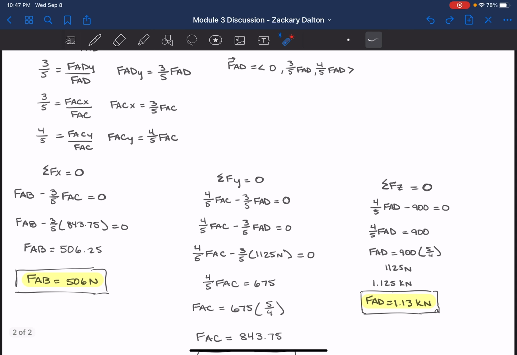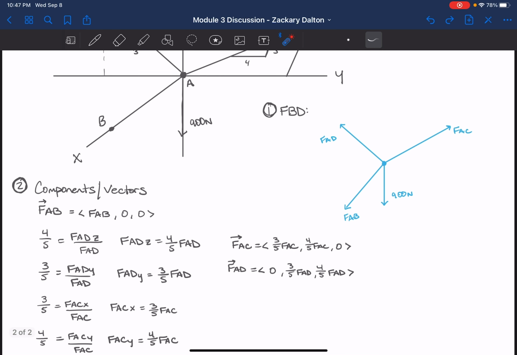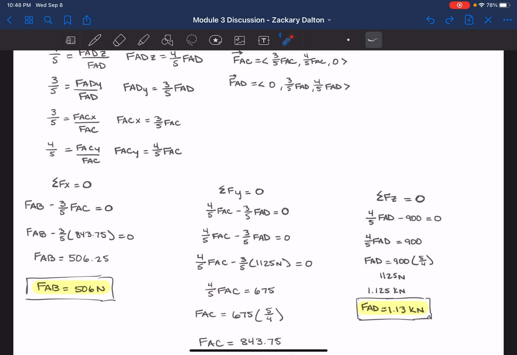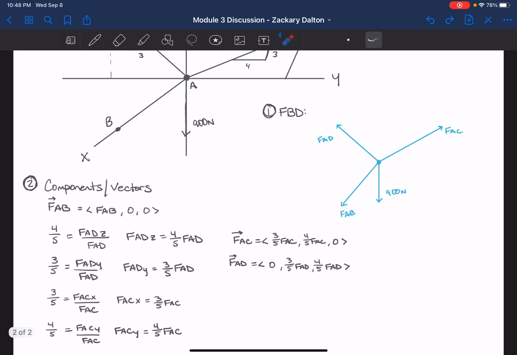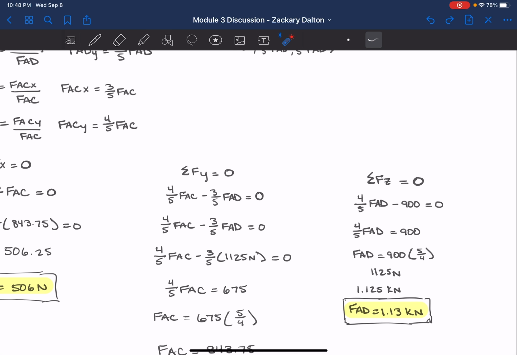Now, there is really no great way to start this off except knowing, okay, which one has the least unknowns. And so the more you look at it and the more you fill each of these parts out, you'll notice that the forces in the z direction have fewer unknowns to deal with, because you only have to deal with 4/5 AD minus 900, because again, the 900 is acting in a negative z direction. Once you start solving for that, it's simple algebra.